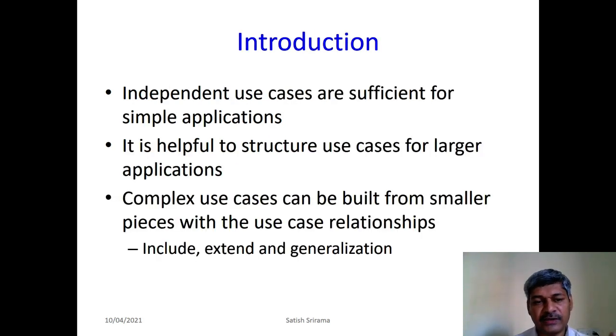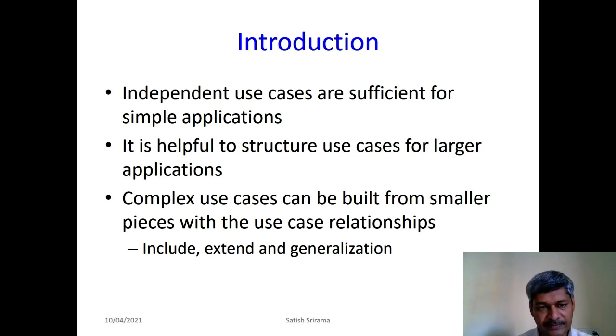Independent use cases are sufficient for simple applications. For most simple applications, independent use cases are already sufficient. In the last videos, we have already talked about use cases in detail and also the use case diagrams. But it is actually helpful to structure use cases for larger applications. Whenever you are thinking in terms of larger applications, we need to consider this sort of structuring of use cases. Basically, complex use cases can be built from smaller pieces with these use case relationships. They include the include, extend, and generalization relationships.